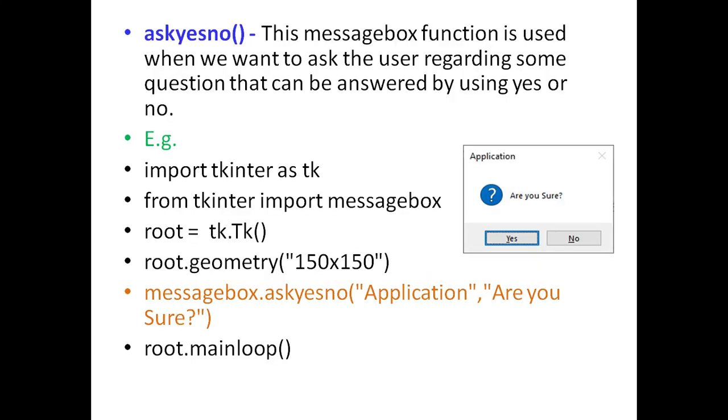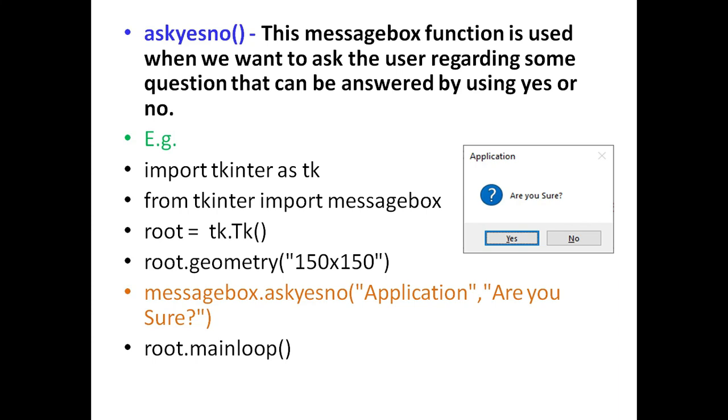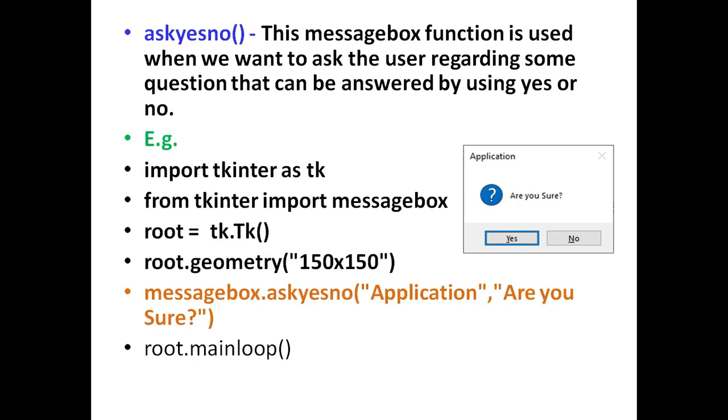Then askyesno. This message box function is used when we want to ask the user some questions that can be answered using yes or no. For example, here we will define a message box as messagebox.askyesno with title as application and message as are you sure. When we execute this, it will display a window with title as application, message as are you sure with question mark icon and two buttons yes and no.